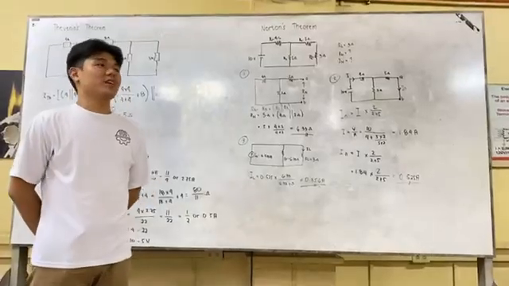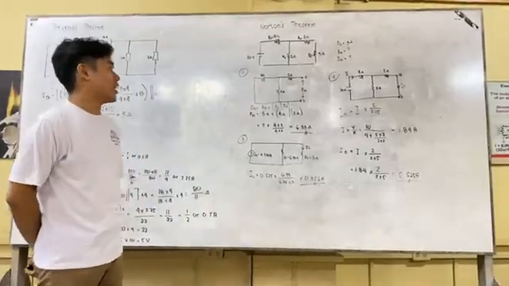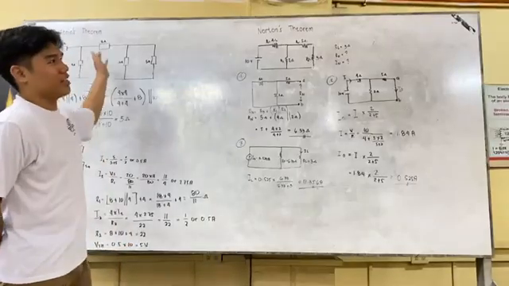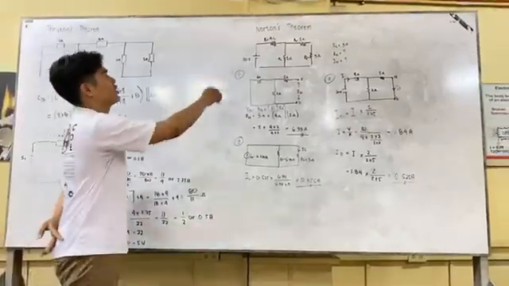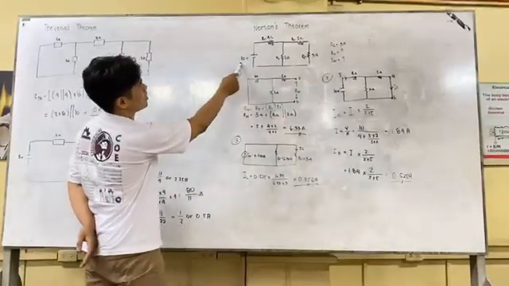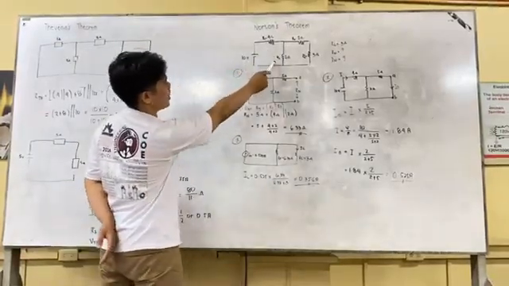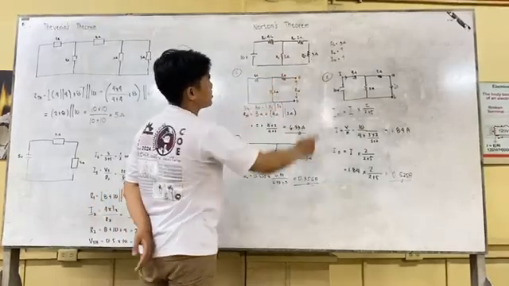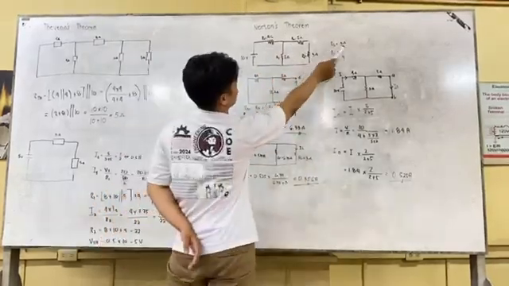Good day, everyone. So we have a problem here, and we're going to solve this using Norton's theorem and Thevenin's theorem. First, we're going to solve it using Norton's theorem. Here we have a diagram having 10 volts, R1 of 4 ohms, R2 of 2 ohms, R3 of 5 ohms, and RN of 3 ohms.